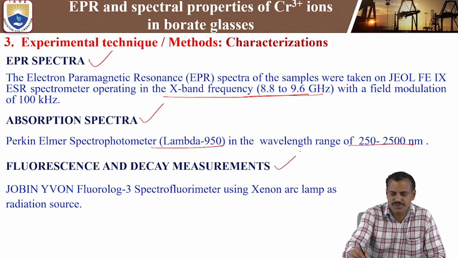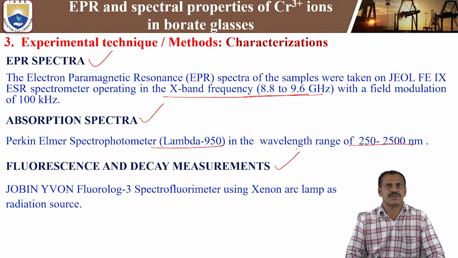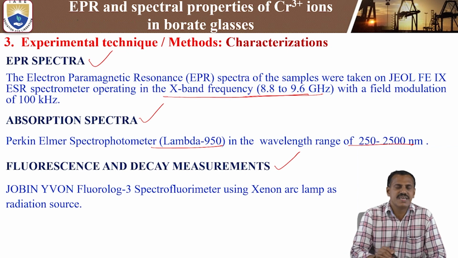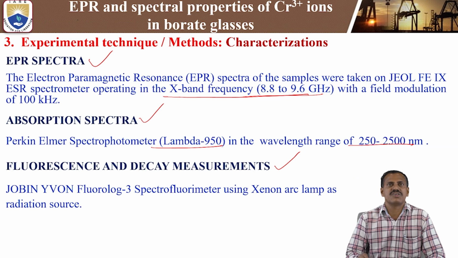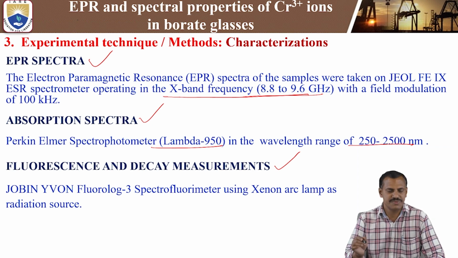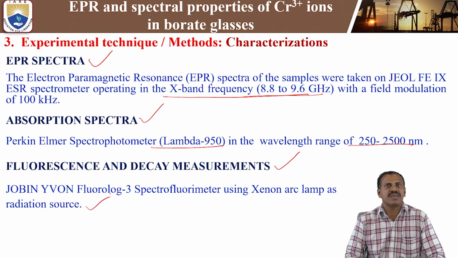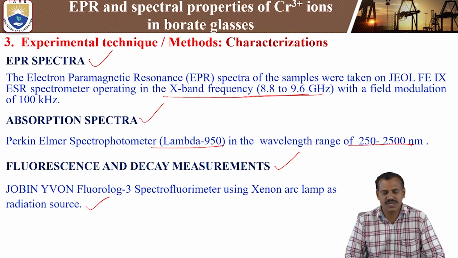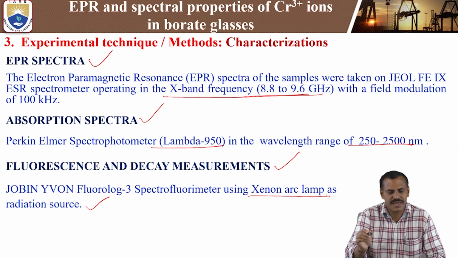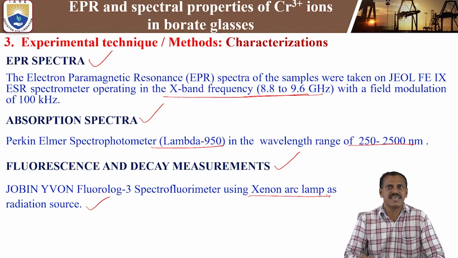After that, we are going to measure the fluorescence with an emission spectrometer, and decay time measurements. In this chromium 3+ study, we are measuring only the fluorescence, the emission measurements. For the emission measurements we are using the Jobin Yvon Fluorolog 3 spectrofluorometer, with a xenon arc lamp as a radiation source. We are using it for the excitation purpose.